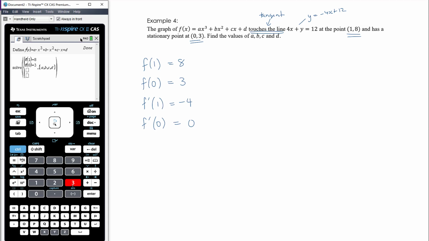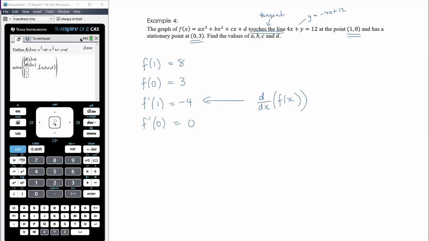Now I want to be clear about this notation. Let's talk about this using your CAS. So we know that when we use our CAS to find the derivative, it's going to be d dx of f of x. Okay, that will be the derivative of f of x. And then we want to substitute x equals 1 into that.